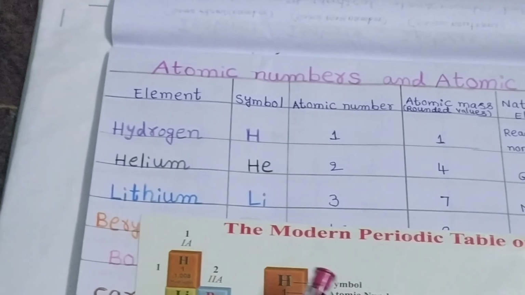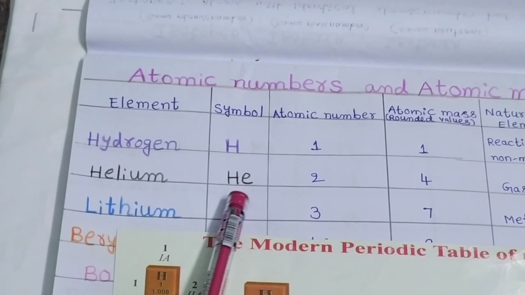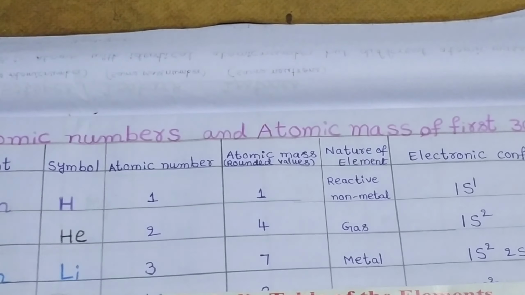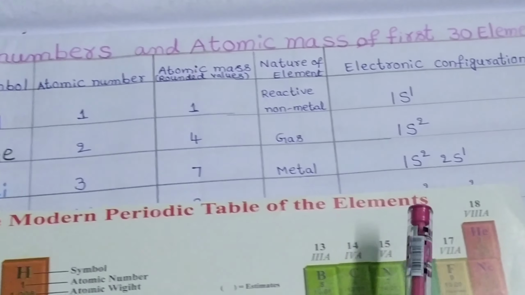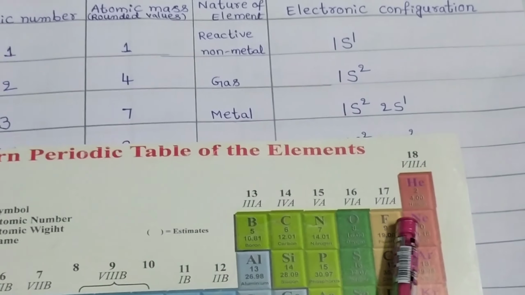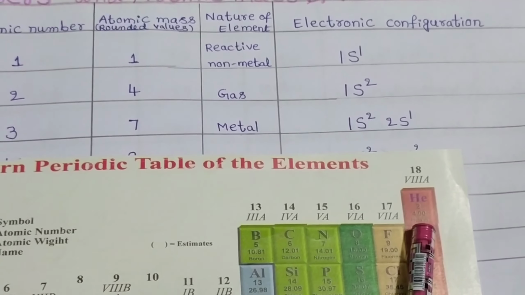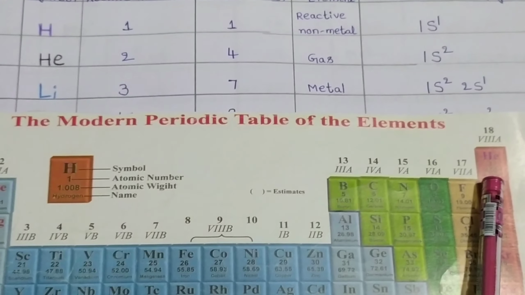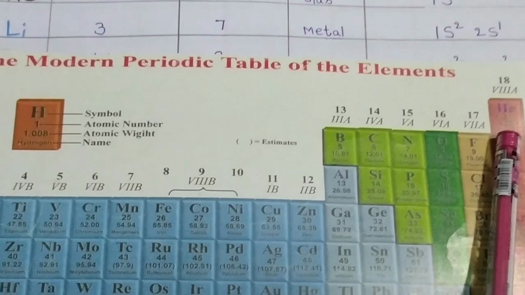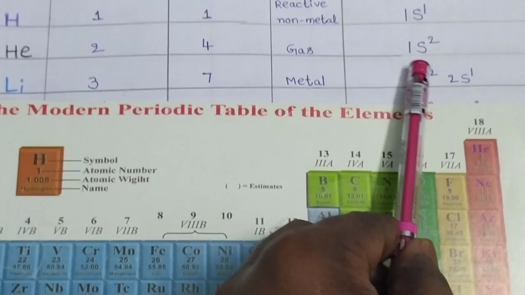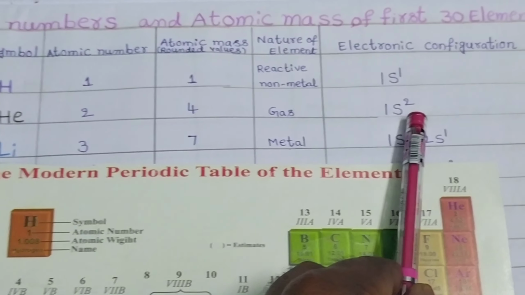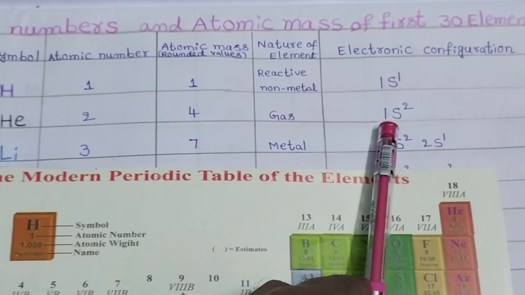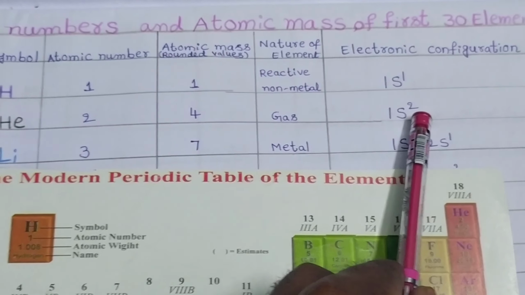Now helium, symbol He, atomic number 2, atomic mass is 4. It is a gas. When we observe the periodic table, helium is present at the right corner of the periodic table, in the first period. So we write 1s, helium containing 2 electrons, so we write 2. The electronic configuration of helium is 1s2.